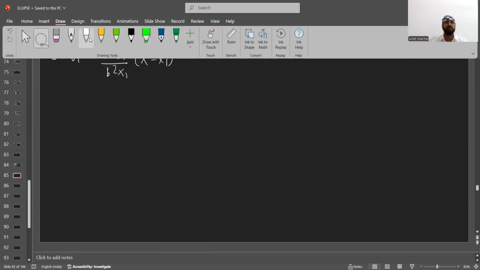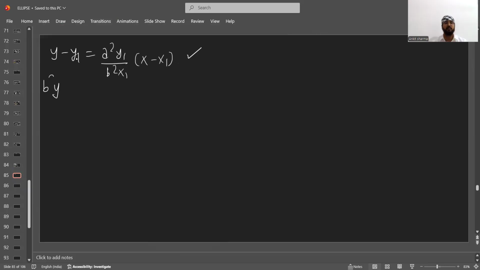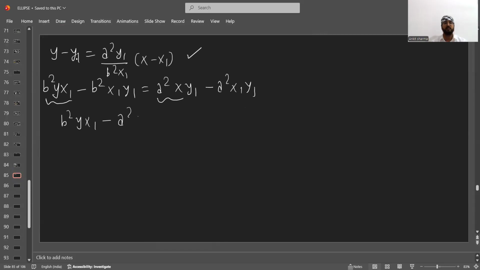So simplify now. This would give me b square y into x1 minus b square x1 y1 is equal to a square x y1 minus a square x1 y1. Now we'll collect this one and this one together. So I'll be having b square y x1 minus a square x y1 is equal to b square minus a square, and this would be x1 into y1. So I'll divide this by x1 y1. I'm dividing by x1 y1 throughout.